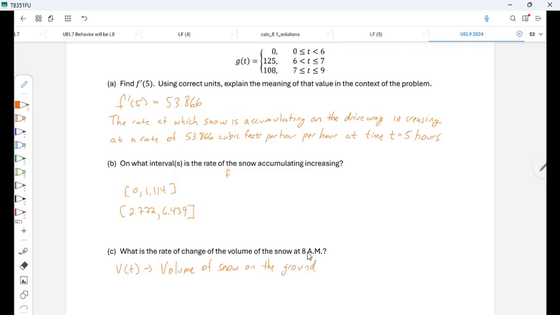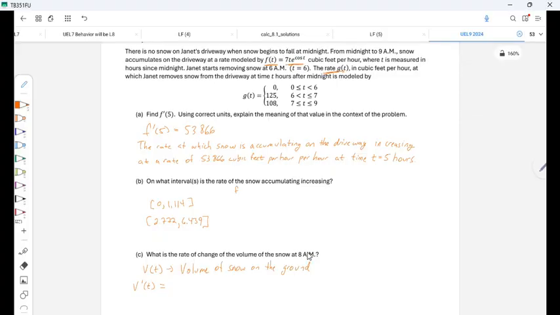Which is not a rate, right? So we have to then figure out what V prime of t is. But in a rate in, rate out problem, it's just the rate in minus the rate out. So V prime of t is F of t minus G of t. The rate at which the volume of the snow on the ground is changing is the rate at which it's coming in minus the rate at which it's going out.